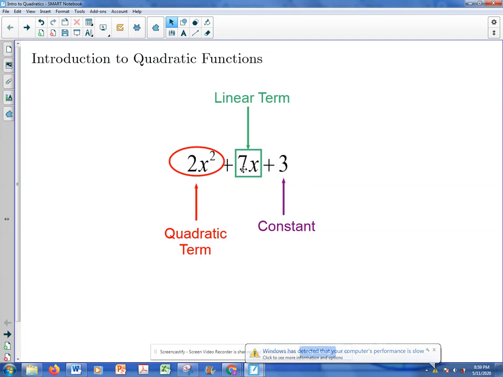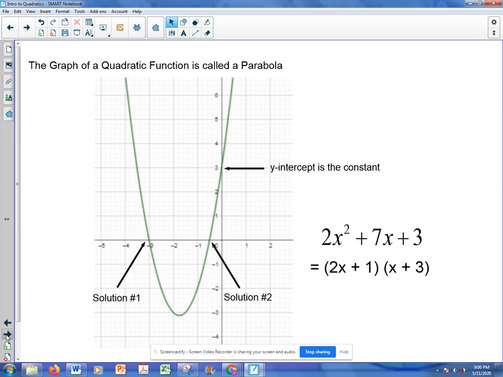Or they could both be 0. This 7 could be a 0, and this 3 could be a 0, and then I just have 2x squared. But it's still quadratic because of that square. And we always put them in descending order like this. So you have your biggest exponent followed by your next biggest exponent, with the last term being your constant. Okay, so that's the basic form of what a quadratic is.